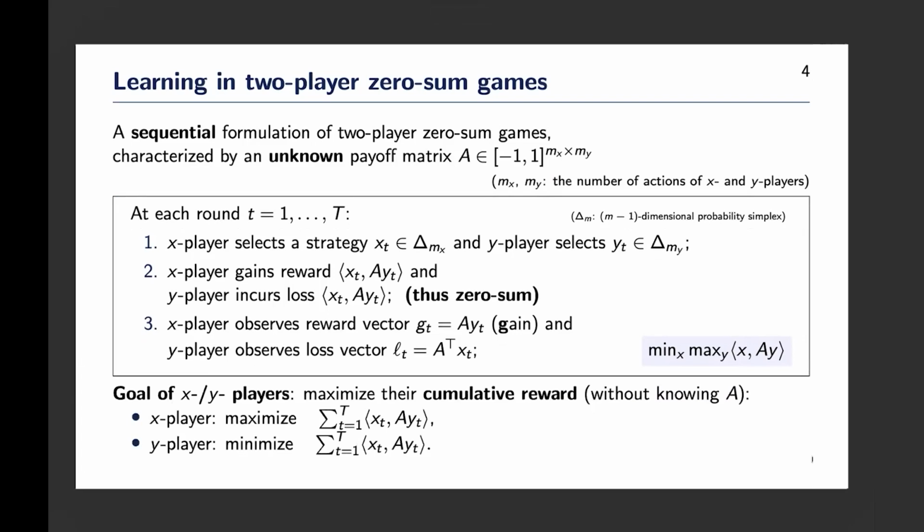As you can imagine from the name of the game, the goal of both players is to maximize their cumulative reward. Interestingly, this problem of learning in two-player zero-sum games has a deep connection with online learning, online convex optimization.